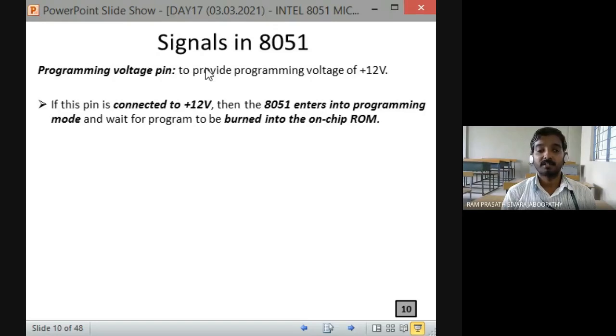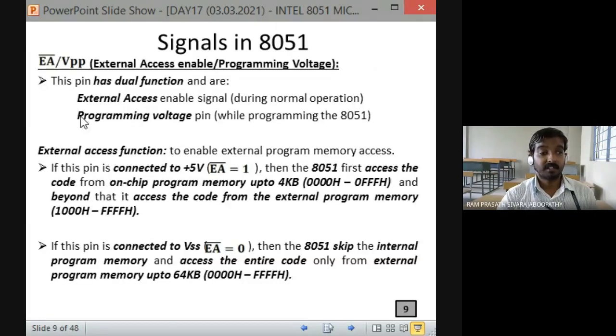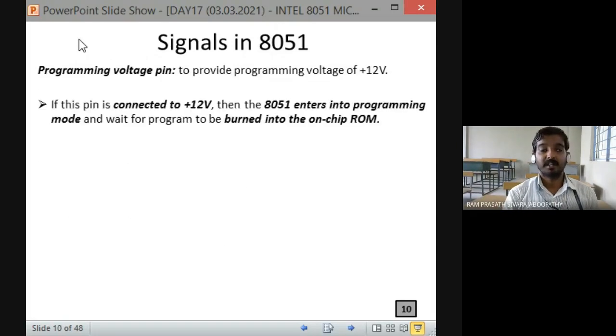Fine. So when we are going to burn a program into the on-chip memory, we connect this particular pin to plus 12 volts while programming the on-chip ROM. Okay, this pin must be connected to plus power. That's all. That's why we say this pin has a dual purpose. Fine. We can use it as the external access enable signal, and we can also use it as the programming voltage pin. When you are going to program this microcontroller, it should be considered as VPP. When it is running in normal condition, it is considered as EA bar. Fine. Okay.